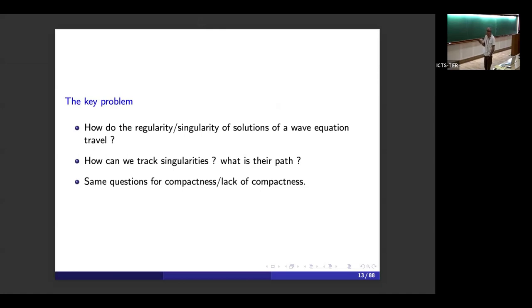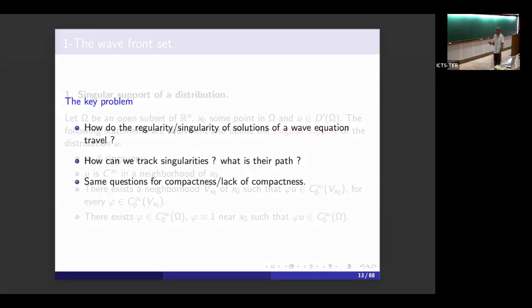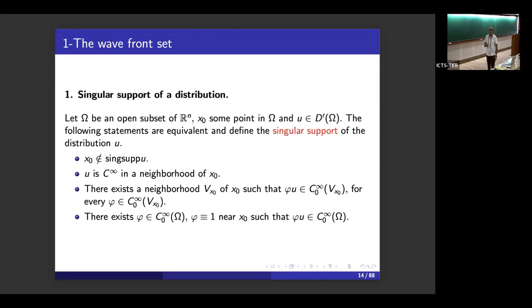The key problem is to know, in fact, how do they travel, these singularities or regularity? How can we track these singularities? What is their path? And the same question, of course, arises for the compactness or lack of compactness for sequences of solutions. We start with the singular support of a distribution.